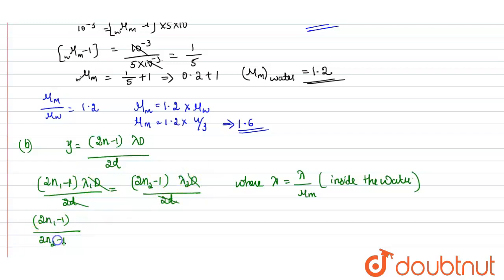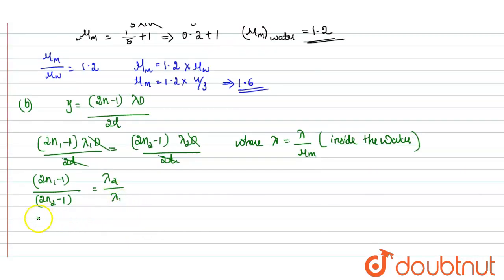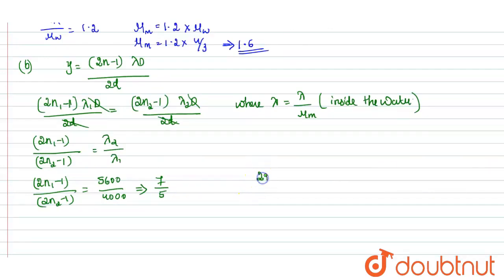Rearranging, we will get lambda 2 divided by lambda 1, that is (2n1 minus 1) divided by (2n2 minus 1). Substituting the values of lambda 1 and lambda 2, 5600 divided by 4000, that is equal to 7 by 5. So we have from this equation (2n1 minus 1) divided by (2n2 minus 1) is equal to 7 by 5. From this equation we can easily calculate the values of n1 and n2.